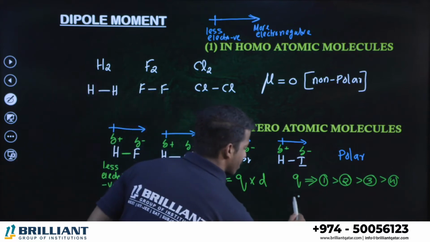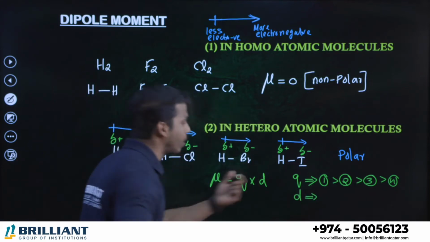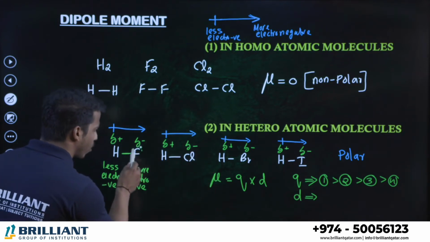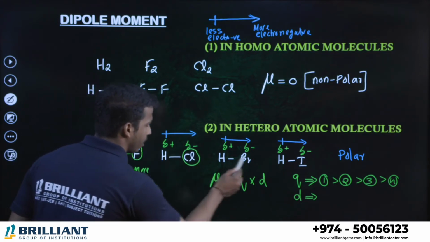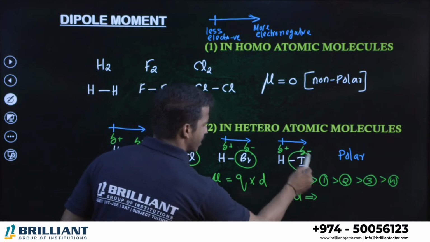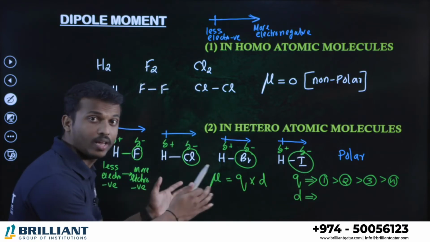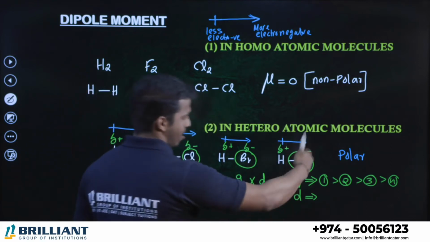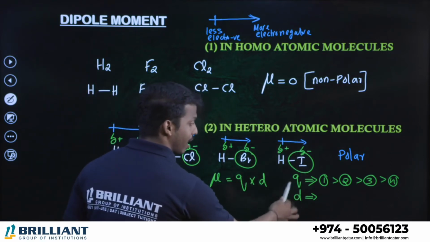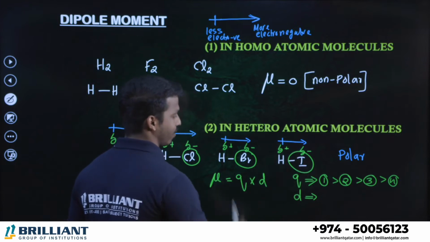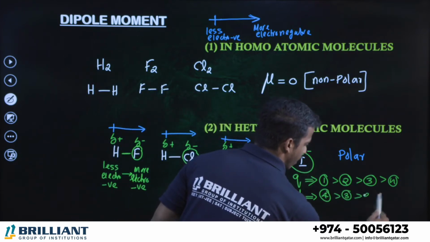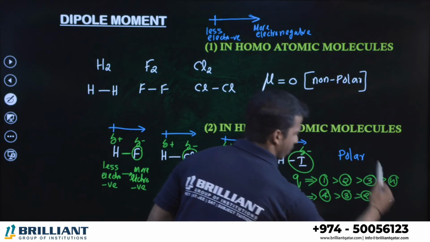What about the factor D, the internuclear distance? Which one has the greater internuclear distance? You know, fluorine is a smaller element, chlorine is a little bigger, bromine again bigger, iodine again bigger. Where is the internuclear distance greater? In iodine. So iodine has the greater dipole moment when you consider internuclear distance as the factor. So we can say fourth one, third one, second one, and then the first one.